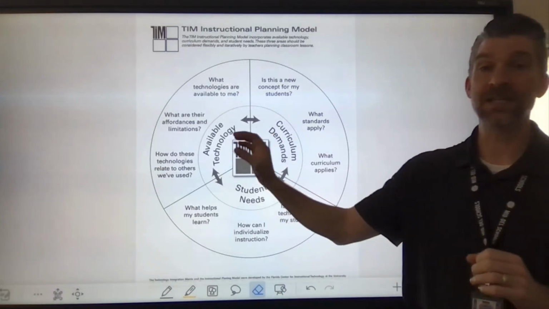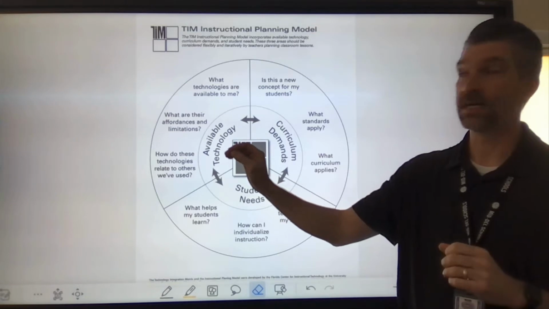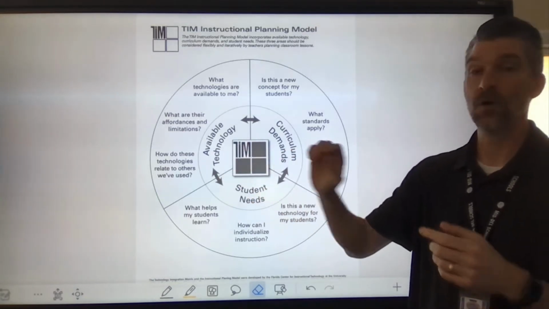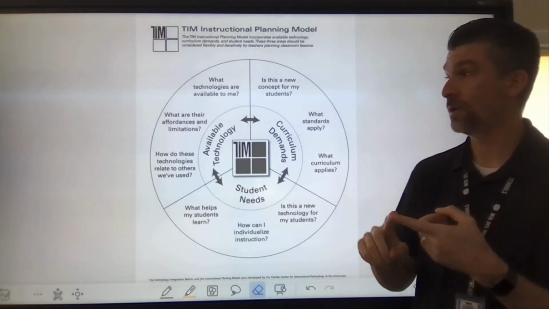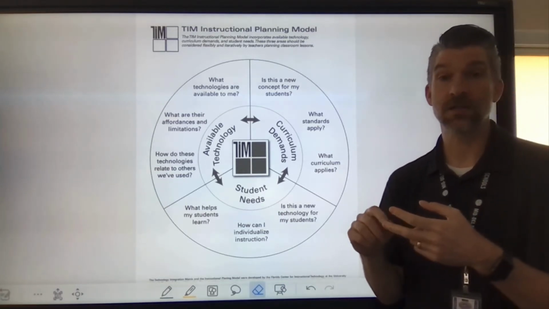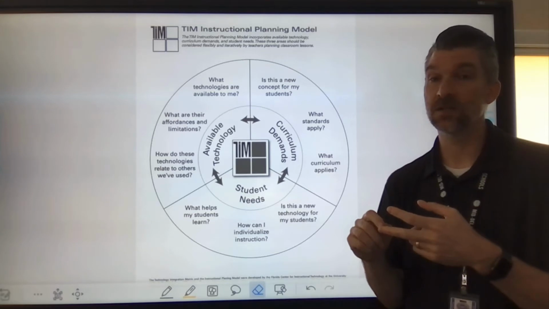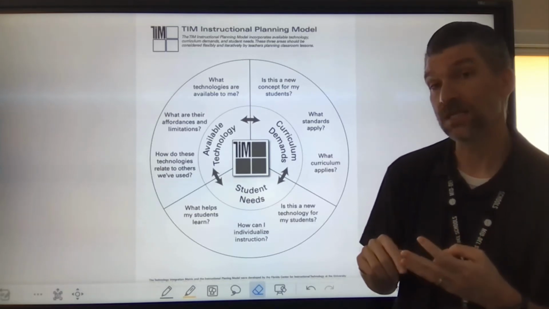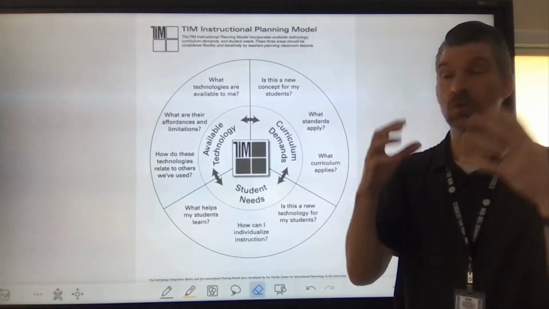One, what technology is available to us? And so the questions that you need to ask are, what technologies are available to me? What are the affordances and limitations? In other words, how can I use the technology in the classroom? What are the limits of the technology in the classroom? What are the possibilities with the technology in the classroom? Those are the questions that you need to ask.